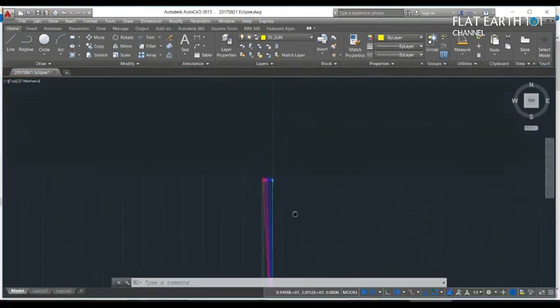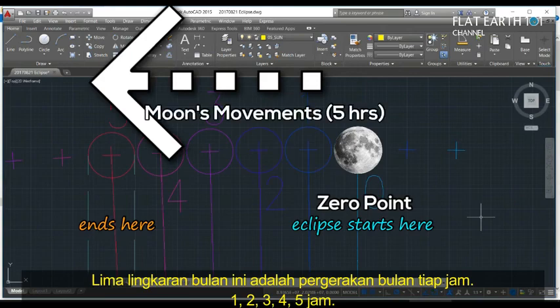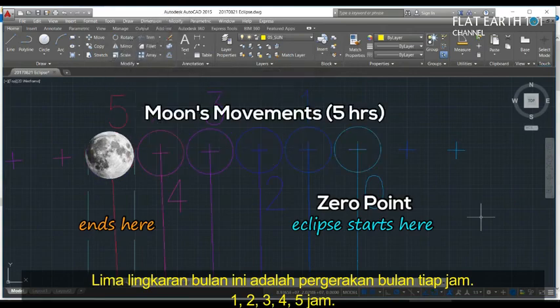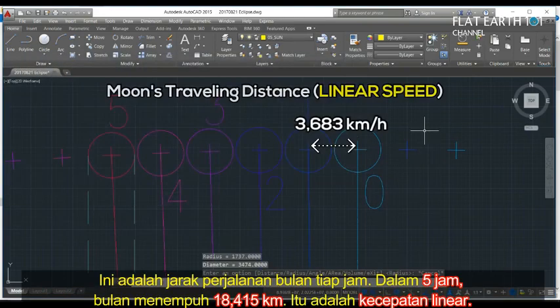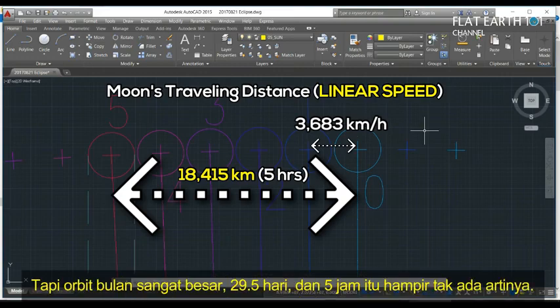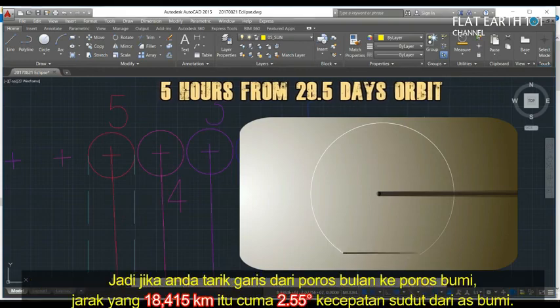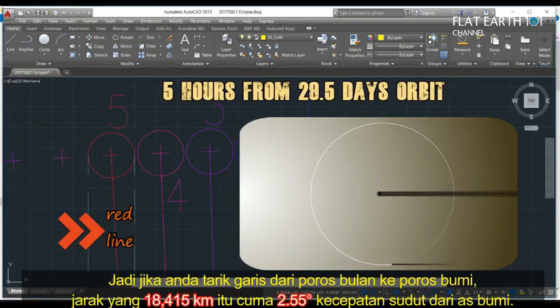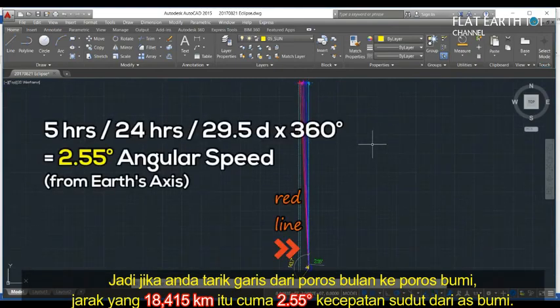Let's zoom in. This is the Moon at 0 point when the first second of partial eclipse started. These 5 moons represent its movements every hour, 1, 2, 3, 4, 5 hours. This is the Moon's radius and diameter according to standard heliocentric. This is the Moon's traveling distance every hour. Within 5 hours, it travels 18,415 kilometers. That's the linear speed. But the orbit is so big, 29.5 days, and 5 hours means almost nothing. So if you draw a line from the Moon's axis to the Earth's axis, this 18,415 kilometers is only 2.55 degrees angular speed on Earth.